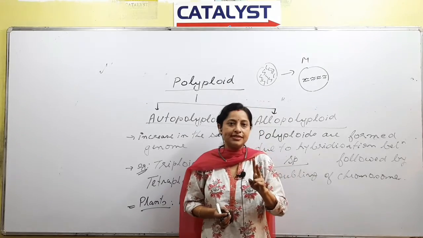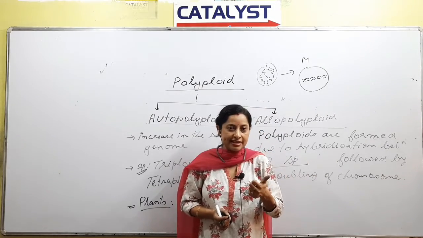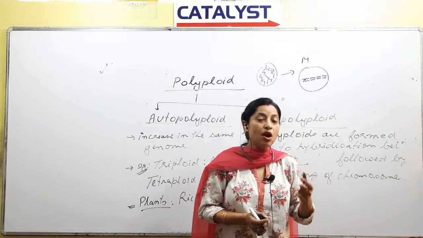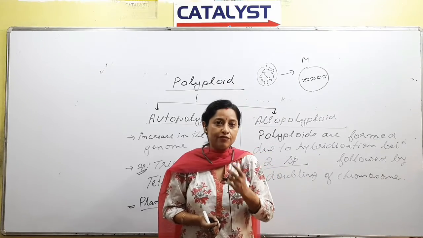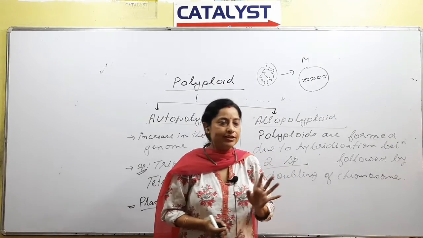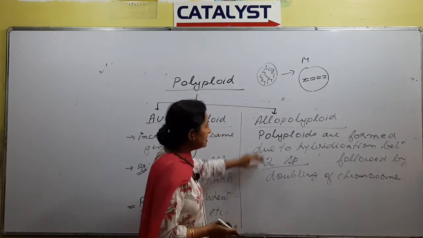So 2 points to be precise. The chemical that is essential for doubling of chromosomes is colchicine. At which stage of cell division do you have to apply it? You have to apply it generally in the metaphase stage, right? So we'll come back to this.